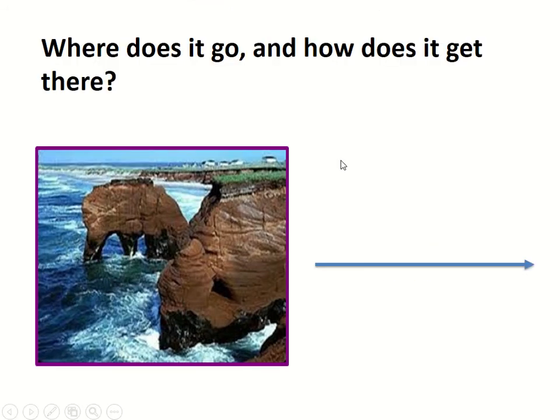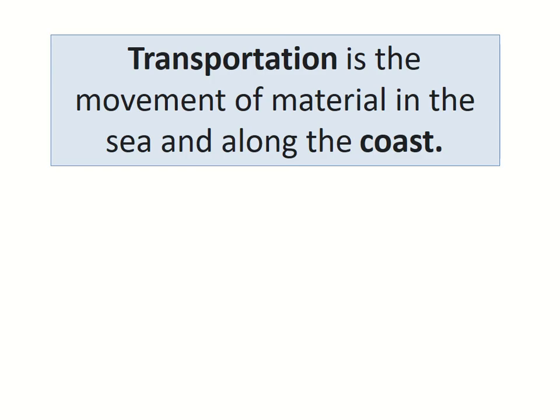But the question we've got to have then is, once we've had our erosion on the coastline, where does all that material go and how does it get there? And the answer to that question is transportation. To give you the key definition here, transportation is the movement of material in the sea and along the coastline. So that material doesn't just disappear, it is moved somewhere else. It is moved in the ocean itself, and it is moved along the coast or along the beach in particular.